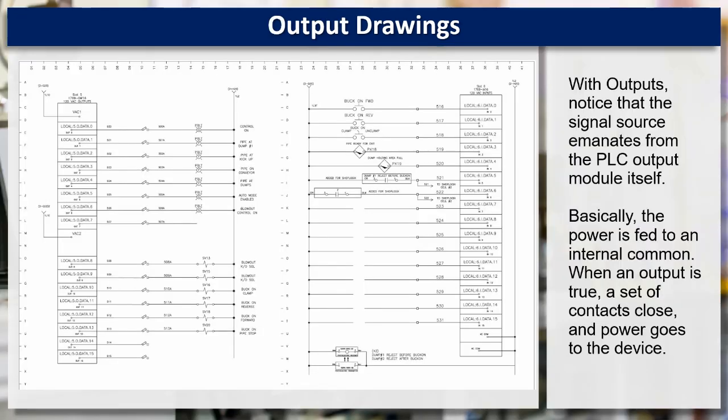With output drawings, notice that the signal source emanates from the PLC output module itself. Basically, the power is fed to an internal common. When an output is true, a set of contacts close and the power goes to the device.